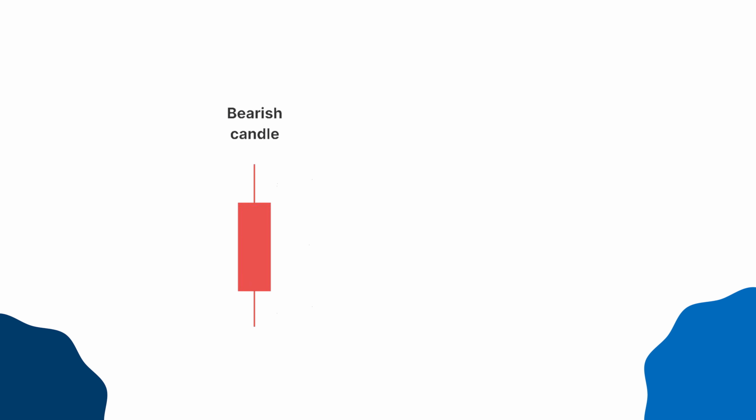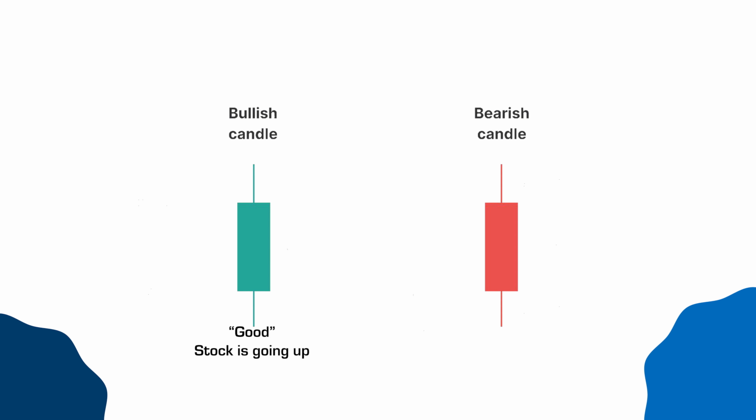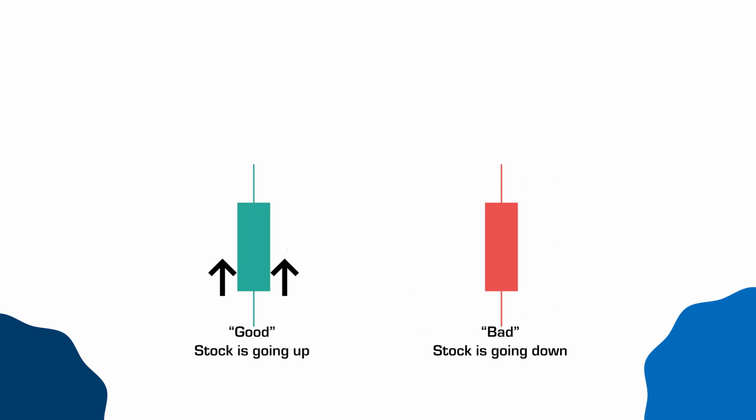For a red or black candle, we read it the other way around, because price went down. So it's going to be like this. The opening price is the top left part, and the closing price is at the bottom right part. Remember, it's because the price went down. This candle is also known as a bearish candle. So green is good and the stock is going up, and red is bad and the stock is going down.